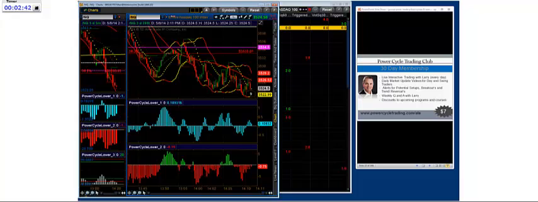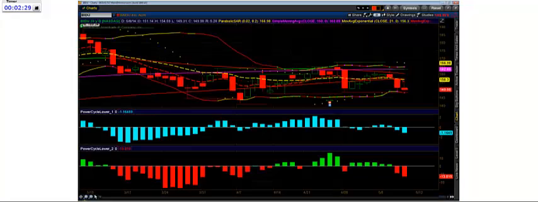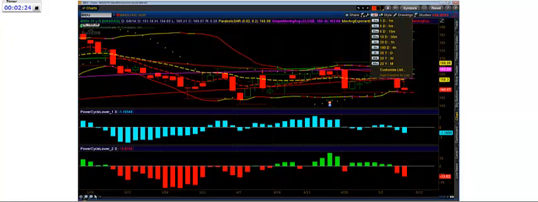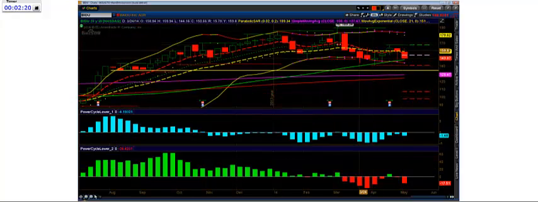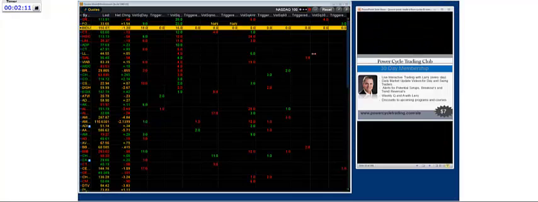Here's Baidu. Let me show you Baidu here real quick. That's the wrong one. So I have this linked to my charts. And Baidu's in a squeeze on the daily and also on the weekly right here. So Baidu's one that I like to short, and the probability is it's going to head lower. That's a really good one to keep an eye on for your future shorts.